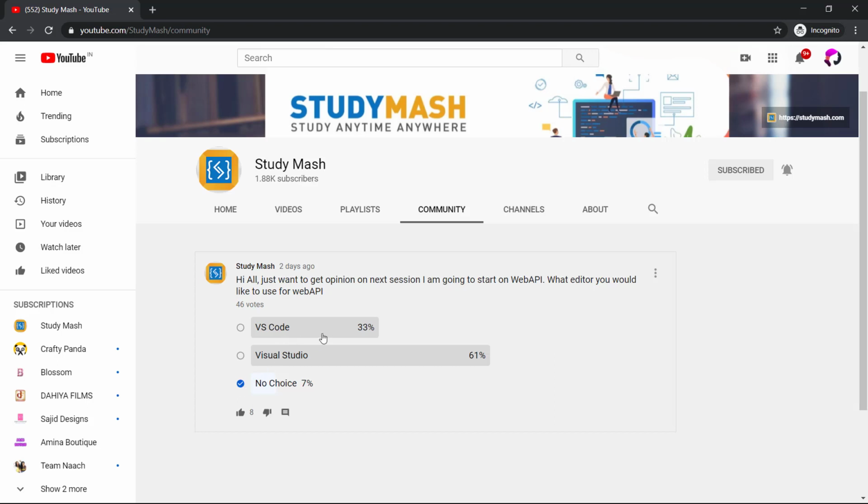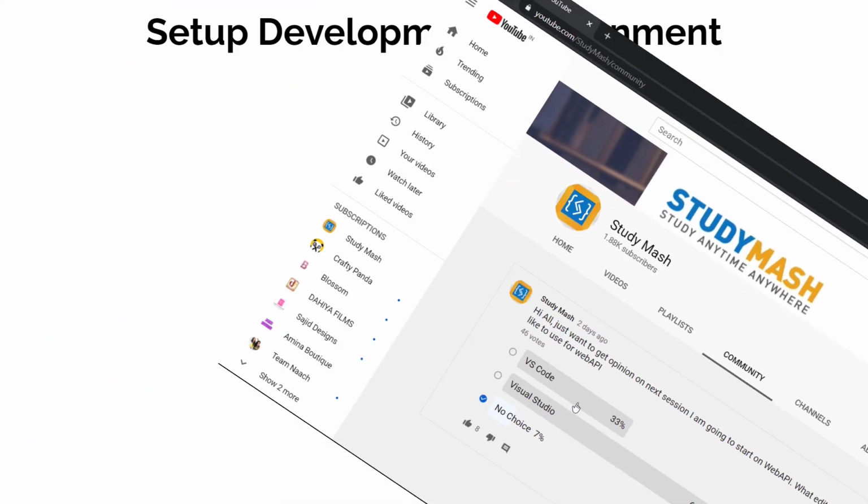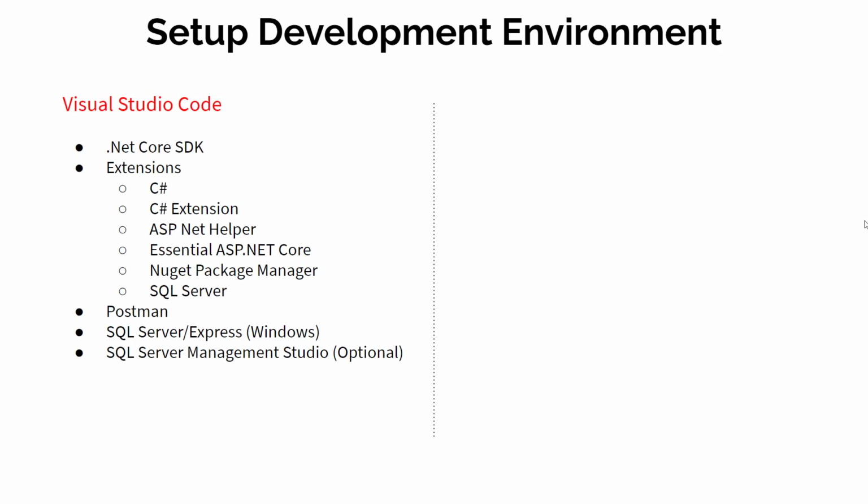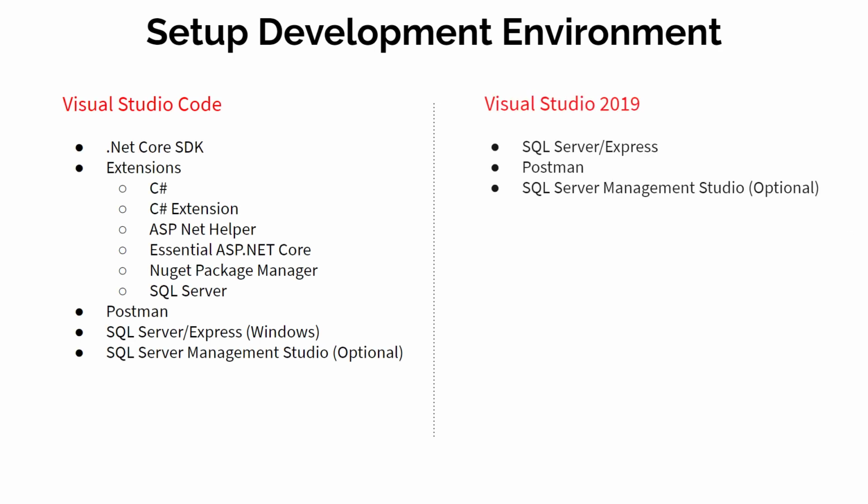Although my preference is using VS Code as it is lightweight and it works the same on Windows, Linux and Mac operating systems. So if you would like to use VS Code, you will have to install a few tools and extensions. And if you want to use Visual Studio, you just need to install SQL Server or SQL Express in addition to Visual Studio 2019.